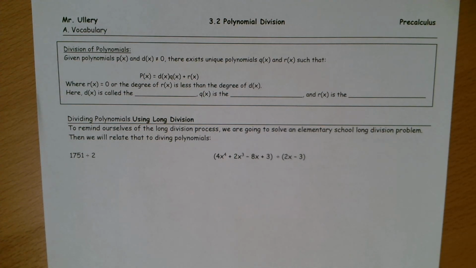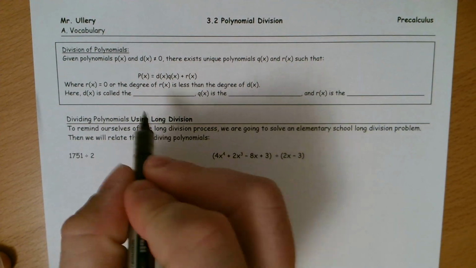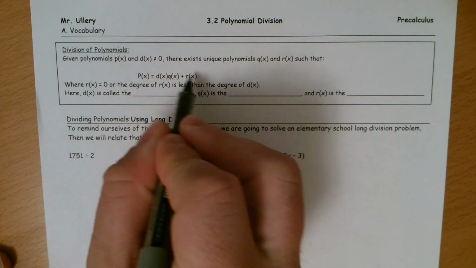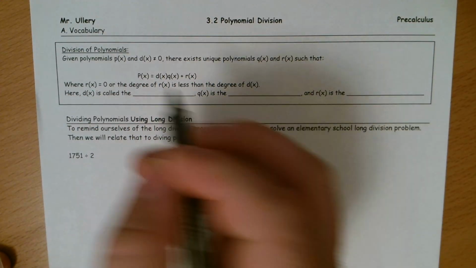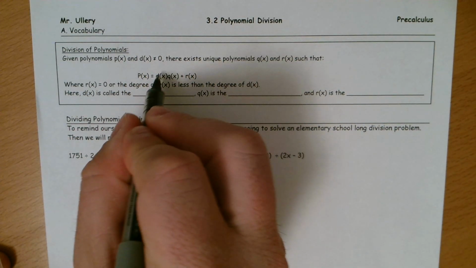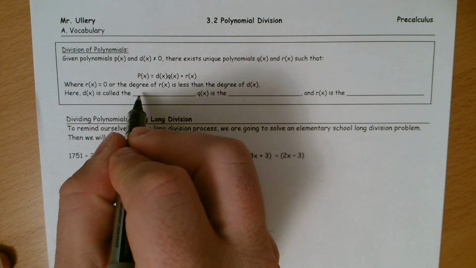Today we're in Chapter 3, Section 2, talking about polynomial division. Polynomials are very similar to real numbers in that we can take one polynomial and divide it by another polynomial, just like we can take one real number, divide it by another real number, and get an answer. Here, when we talk about dividing polynomials, in this little definition, which will make more sense as we do more examples, the d of x is called the divisor.